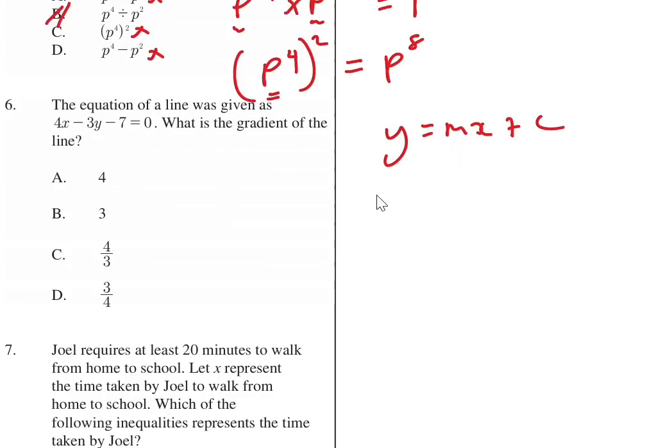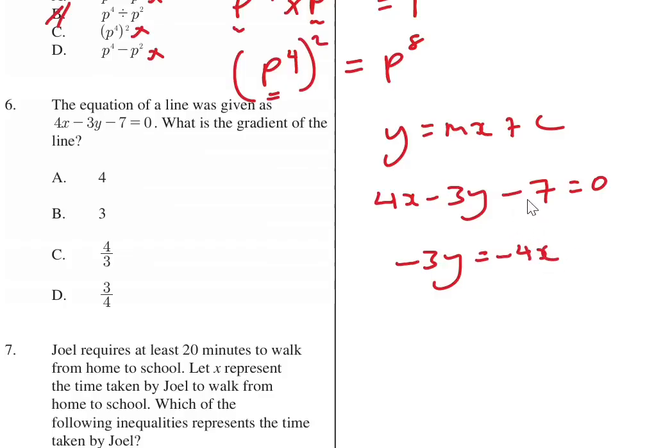So here we have 4x minus 3y minus 7 is equal to 0. Let us arrange. We take everything to the right, except the term with y. So here we remain with negative 3y. Take everything else to the right. So 4x is positive, we can now make it negative. So here we have minus 4x. This is negative 7, this is negative, we can now make it positive. So plus 7.